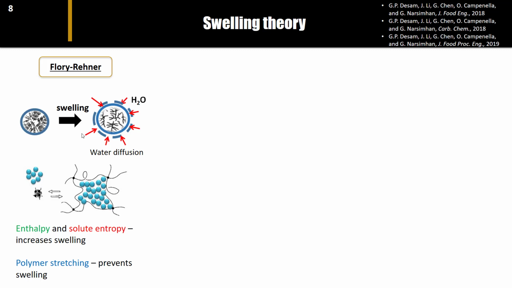Suppose we have a granule and it starts swelling. What ends up happening is water diffuses into the granule and it causes the network to swell. Hence, you can describe the swelling using polymer network swelling theories that were popularized by Flory and Rehner. Basically, the swelling of a polymer network is governed by 3 factors. It's governed by the enthalpy between the solute and the polymer network. It's governed by the solute entropy, which tries to promote mixing, as well as the stretching of the polymers, which tries to prevent swelling. Right?